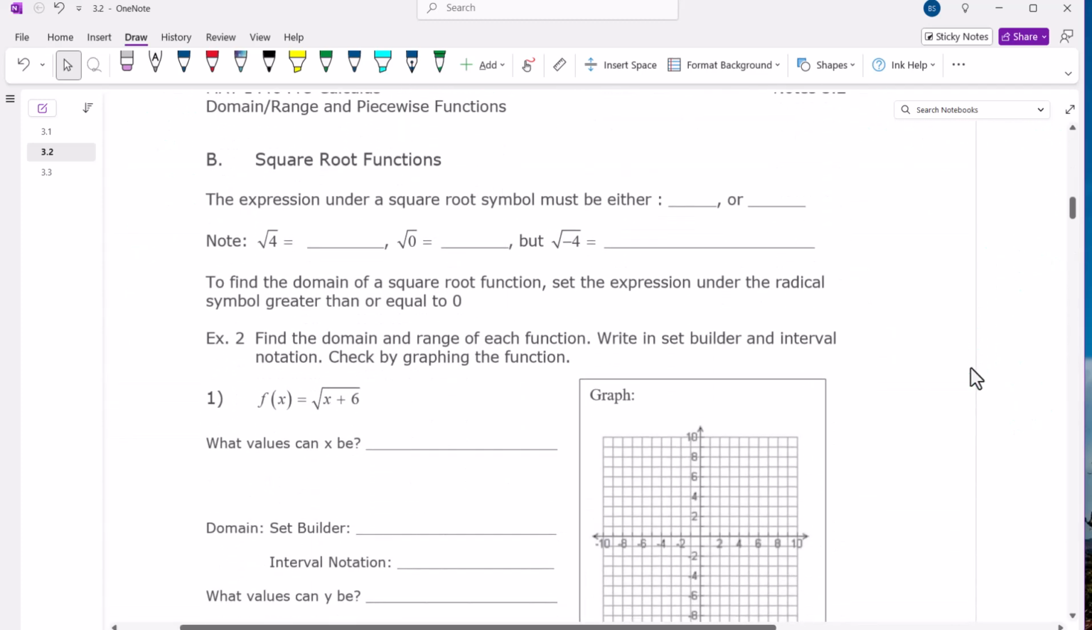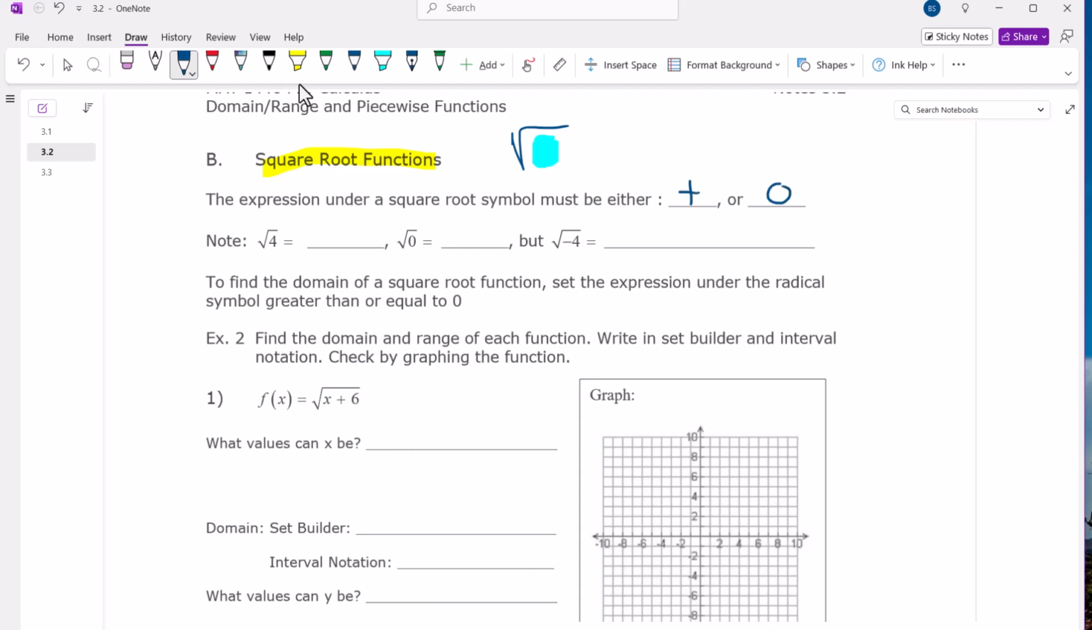Okay, so what I'm going to do now is we're going to look at specific types of functions. We're going to start with the square root function. The thing you have to know here is the expression that's under a radical, whatever's under a square root symbol, it's either got to be a positive number or it's got to be 0. What it can't be is a negative, because then you'll get into an imaginary number.